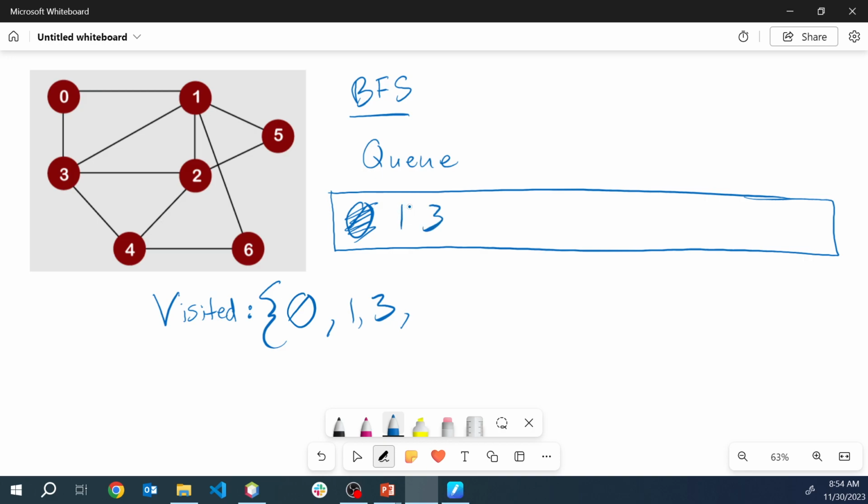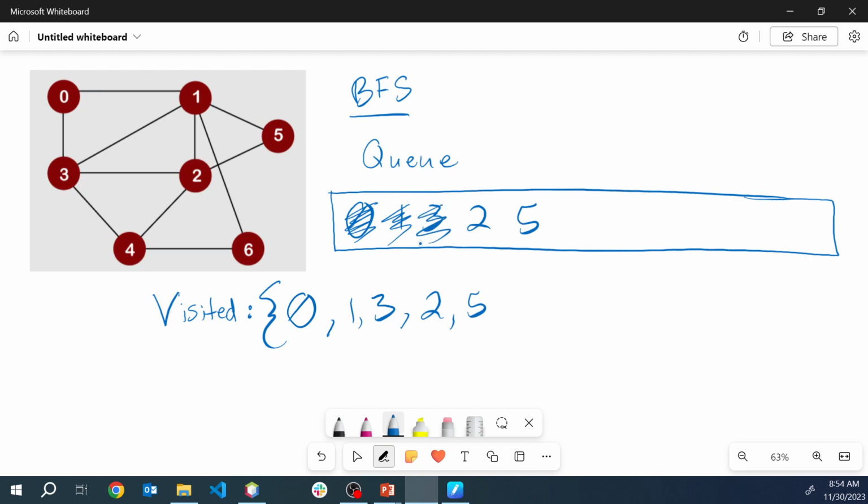Come to the 1, dequeue it. This is the next iteration. Find all of 1's unvisited neighbors. Well, 1's neighbors are 0, 3, 2, and 5. 0 and 3 are already visited. 2 and 5 are unvisited. So we mark 2 and 5 as visited, and we also push or enqueue those values into the queue. Rinse and repeat. We're now at 3.